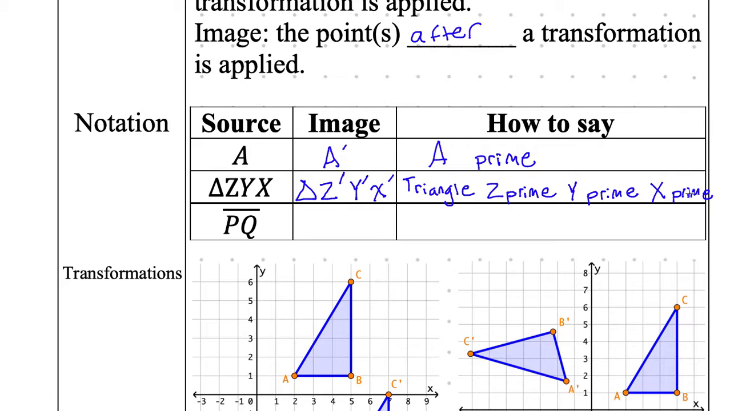So far, so good. Who wants to take a guess at how to say the image, or how to even write the image of line segment PQ? If I apply some transformation, what is the image? Quiet raised hand. Who's got this? Andres has his card. Do you have your card? Yeah. All right, Andres. So line segment P prime and Q prime. It is P prime, Q prime. And I'll write it down for you as well. Line segment P prime, Q prime.